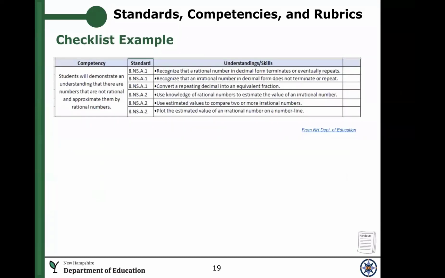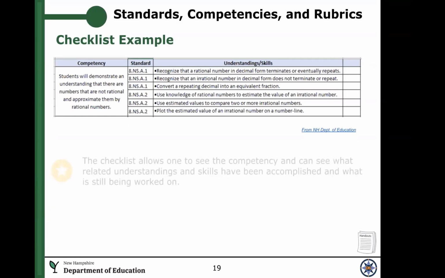So here is a checklist example. This just happens to be one of the competencies that Annie has created. And what this does is it has your competency on the left-hand side, and then all of your standards that feed into that particular competency are listed underneath it. It's a checklist because each one of those understandings and skills you'll check off as students show that they have those particular skills, and then you would be able to take a look at the competency and figure out how you are going to assess that.